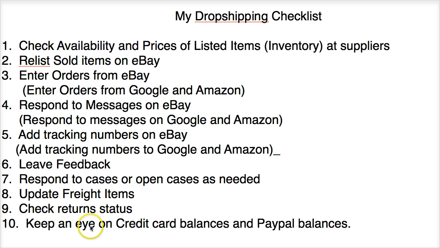So, these things might not be daily if you don't have any of those going on, but it's good to just go through the mental checklist of, okay, make sure everything's available that I have listed. Did I relist the ones that sold? Because those are likely to sell again. Enter my orders, make sure I stay on top of that and don't eat up my processing time. Respond to messages on eBay, enter your tracking numbers, and this gives you, again, a double check on the orders you've already placed to make sure they're moving along with the supplier. You want to leave feedback, handle your cases, freight, returns, and stay on top of your operating cash flow.